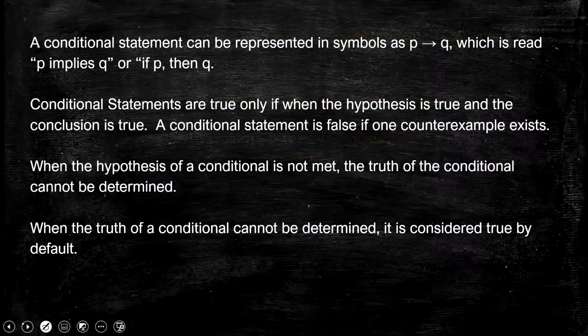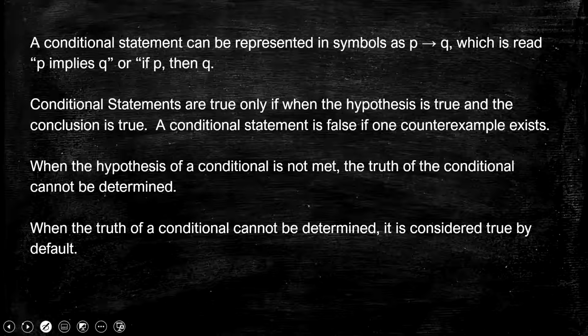The conditional statement, we just did that. A conditional statement can be represented in symbols as P arrow Q. It's read P implies Q, or if P then Q. That's how you're reading it. They're only true when the hypothesis is true and the conclusion is true.